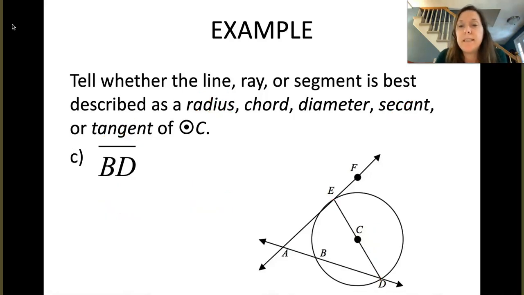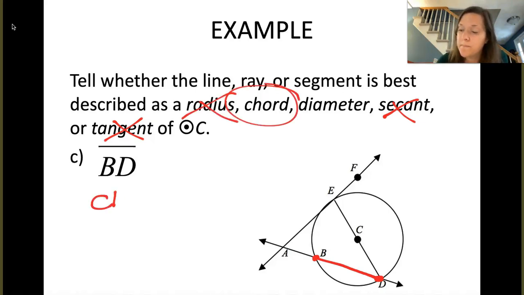C, BD. Again, can't be a secant because I still don't have arrows on that symbol above my B and my D. So let's go ahead and find B. B's on the circle. D's on the circle. So it can't be a tangent because that has to be outside of a circle. B to D is not going through the center. Can't be a radius, so it's got to be a chord.